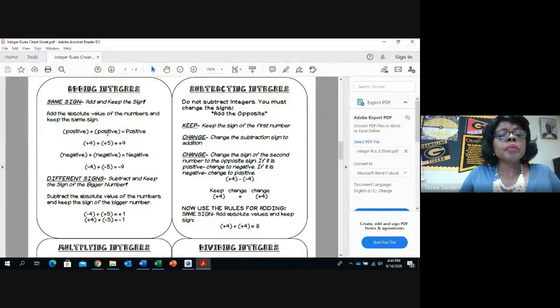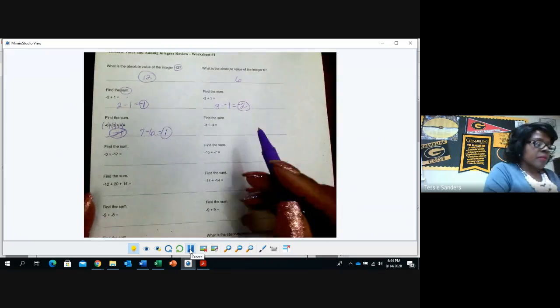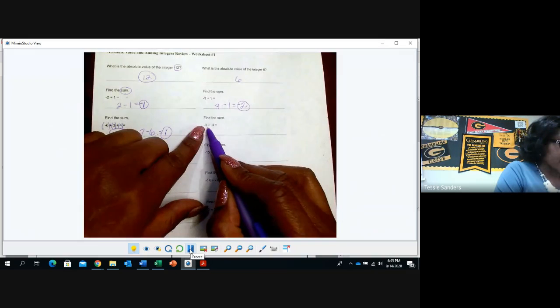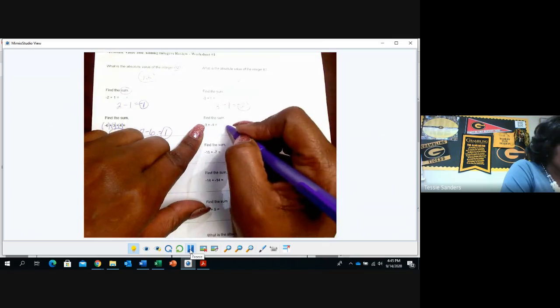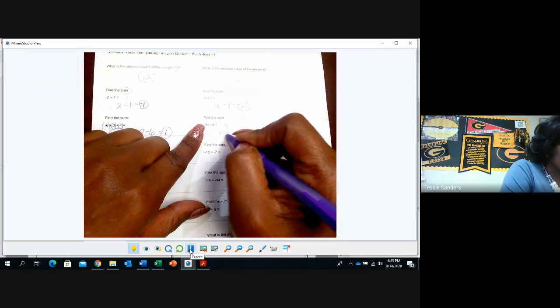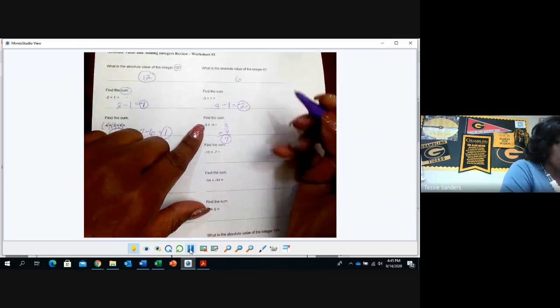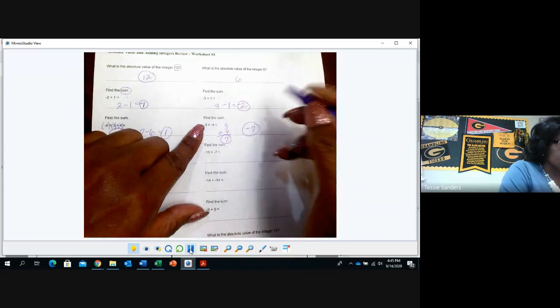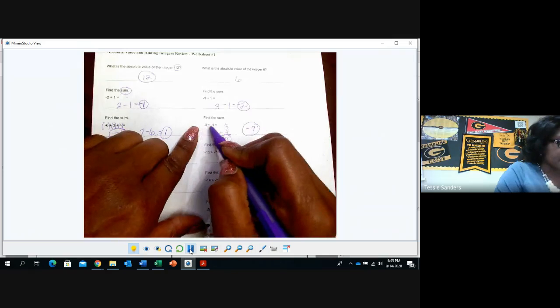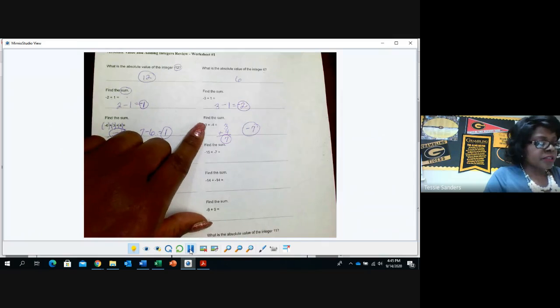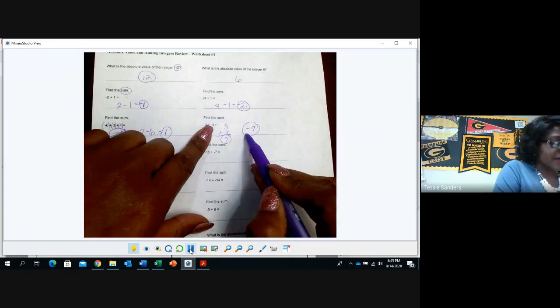Look, positive plus a positive is positive. Negative plus a negative is a negative. So here we have a negative plus a negative. Okay, and we're going to add. So 3 plus 4 is what? 7. So your outcome will be -7 because we're going to keep the same sign. -3 plus -4 is -7.